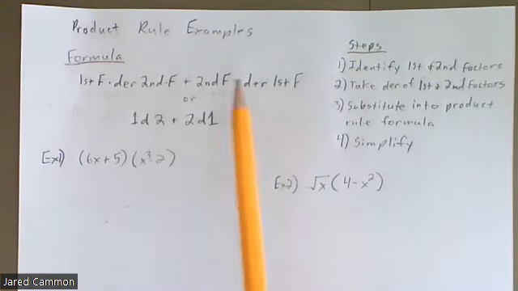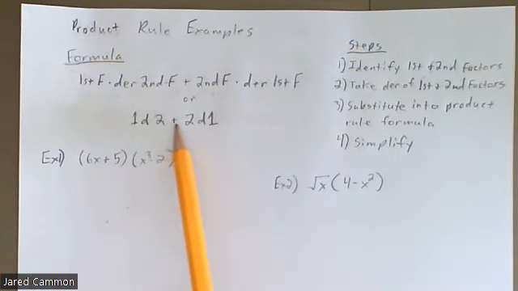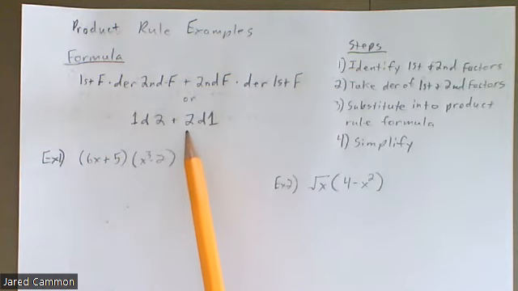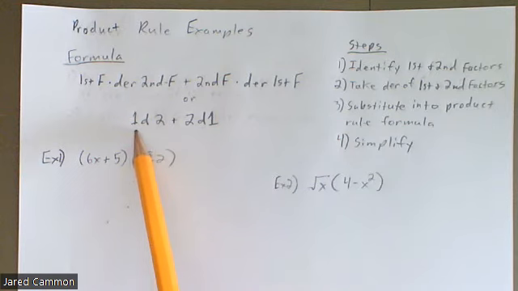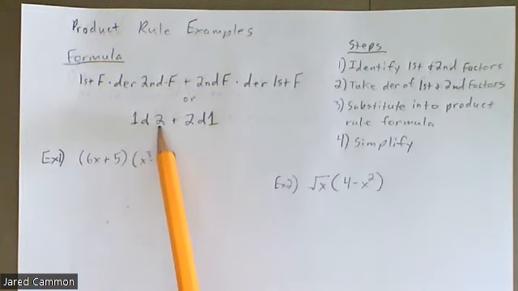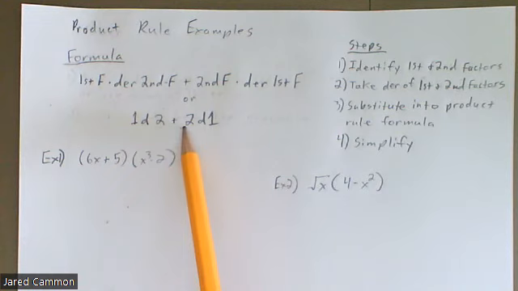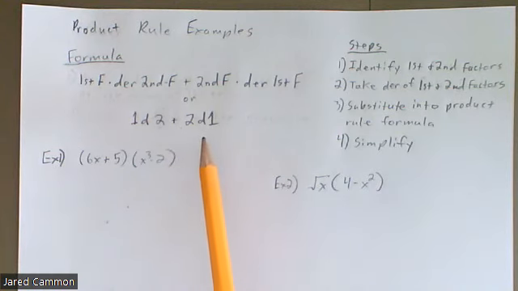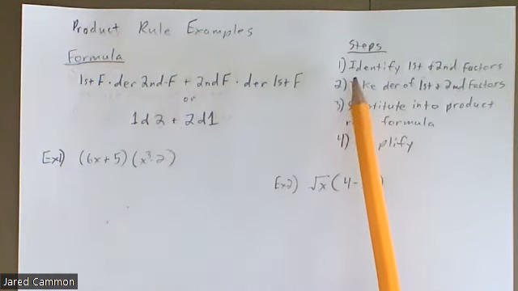Now, to kind of simplify that, I just say 1d2 plus 2d1, which I think is easy to remember. 1d2 plus 2d1, where 1 is the first factor, d2 is the derivative of the second factor, 2 is the second factor, and d1 is the derivative of the first factor. So let's go to some steps here.